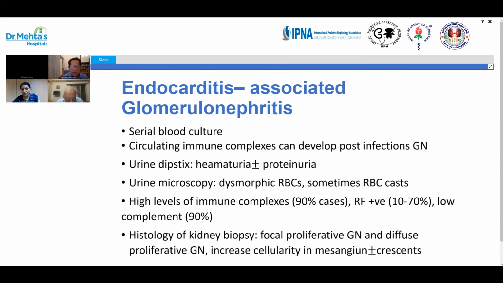On urine microscopy, there are dysmorphic RBCs, and a high level of immune complex and rheumatoid factor positive in 70 to 80% of cases. Histologically, on kidney biopsy, there is focal proliferation of the glomerulonephritis with diffuse proliferation and increased mesangial cellularity, plus or minus crescent formation.